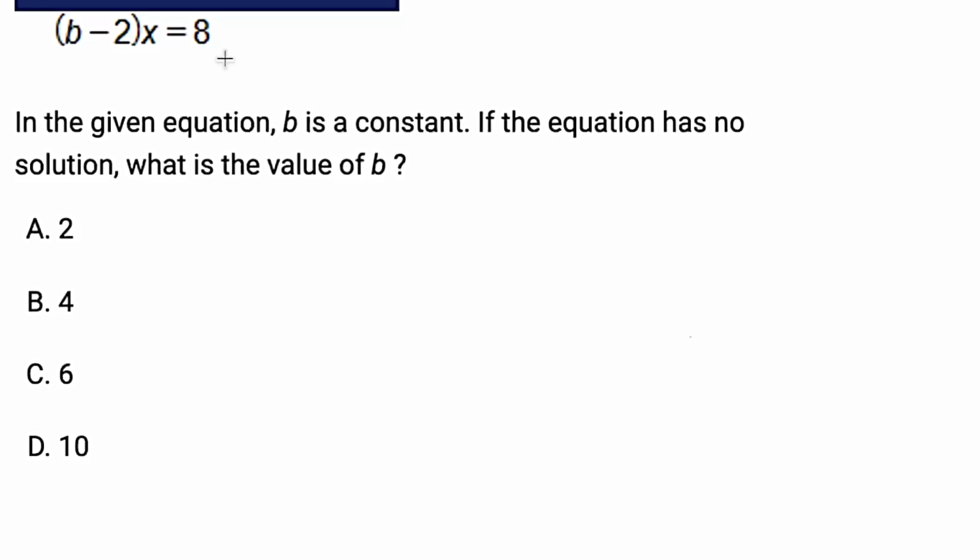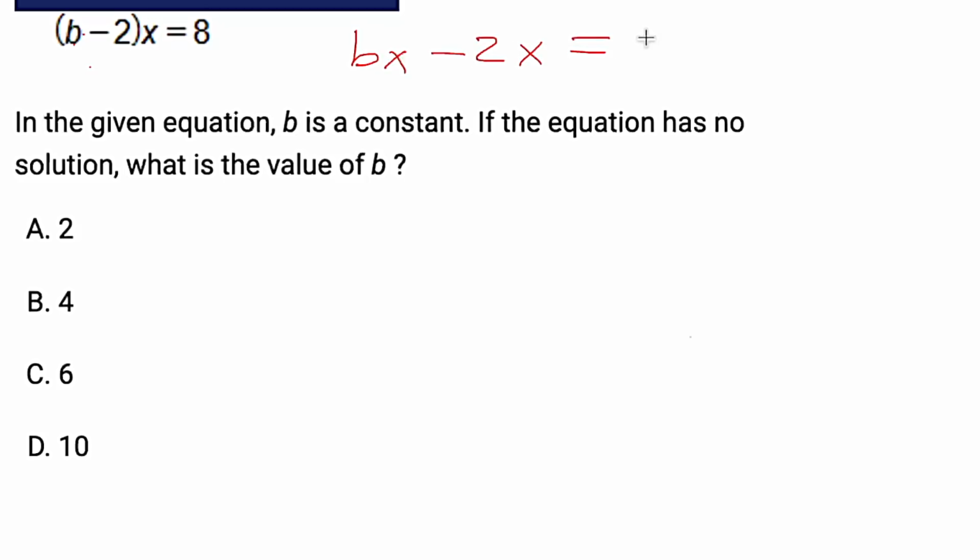Same thing, we're just going to focus on getting something that's attached to x. So for this one, we're going to have to take an additional step and actually FOIL this out. B times x is going to be bx. I'm just going to write it over here. Negative 2 times x is going to be negative 2x. So we have bx minus 2x.